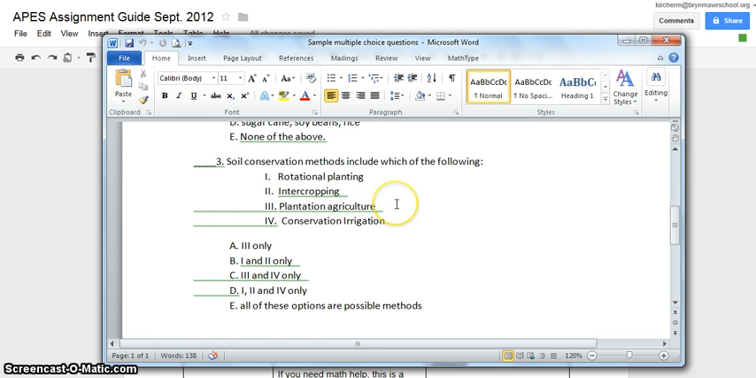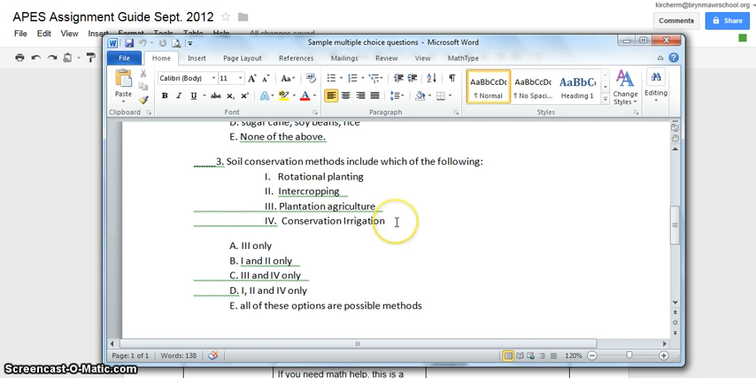Plantation agriculture. We never use that term, and it's very possible that there's going to be terminology on tests that are not explicitly the same as what we've used in class, but there should be clues there that can help you. Think of what you know about plantations. Plantations are very, very large farms, and so you're going to have monocultures there. You think of cotton, you think of sugar. So that's certainly not a soil conservation method if it is using monocultures. So I would say no to plantation agriculture.